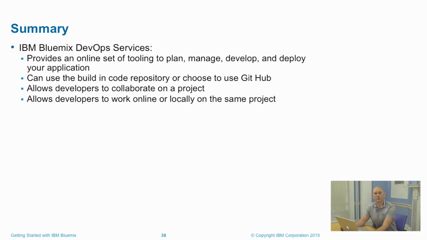So in summary, we've just looked at the IBM Bluemix DevOps Services site. We've seen the tools right from planning through to coding, through to deployment and operations. We've seen we can use the various source code management tools, either built in or through the external GitHub site. And we can see how developers can very easily collaborate, whether they're all using web tools or a mixture of web and local tools. They can all collaborate on the same code base and on the same project.